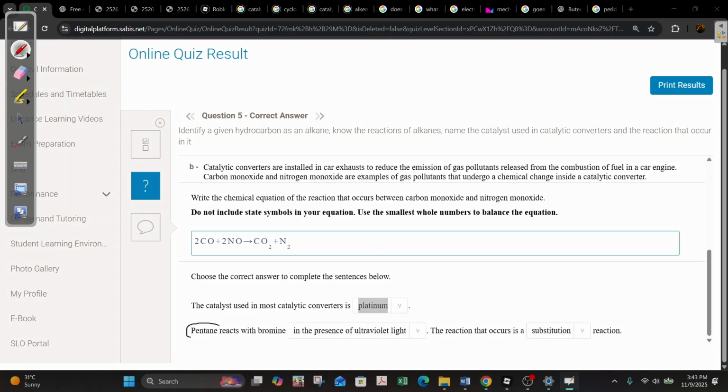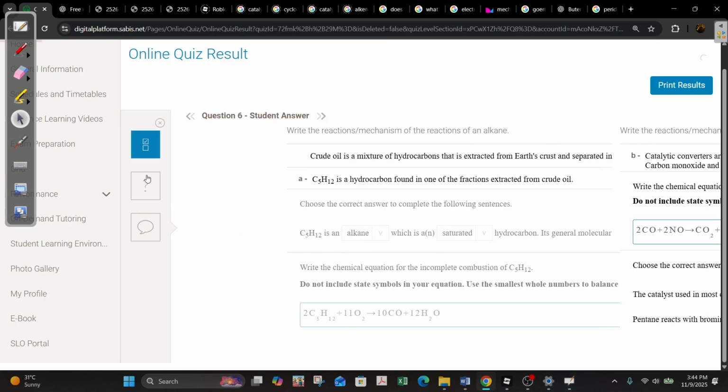Okay, the next question is an alkane reacting with bromine. An alkane reacting with bromine is the one reaction we did before, which is free radical substitution. And it only occurs in the presence of ultraviolet light. No, I mean, not a nucleophilic substitution, I'm sorry, a free radical substitution. Easy. And next.